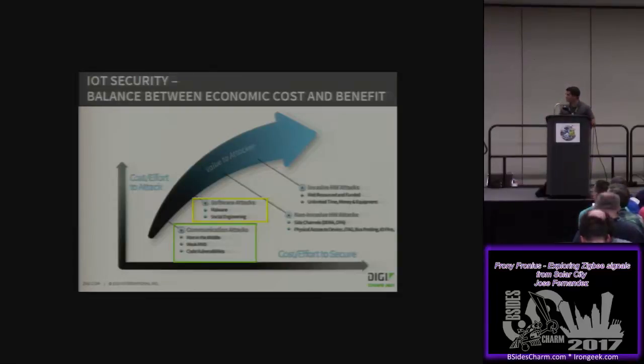There are some software attacks that apparently involve malware and social engineering that are up in the scale. I would argue that social engineering costs almost nothing, right? That's just my perspective, though. But over on the right side, we have invasive hardware attacks and non-invasive hardware attacks.